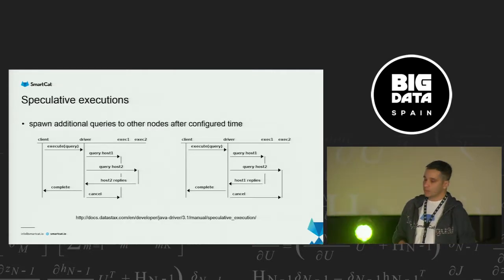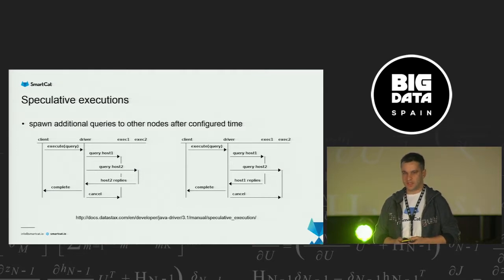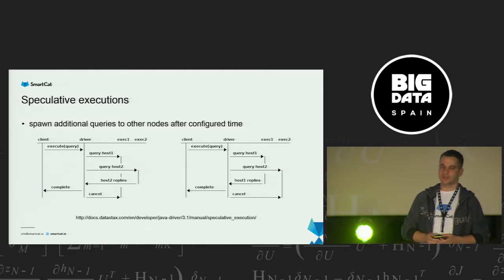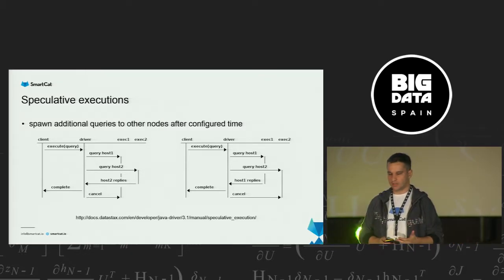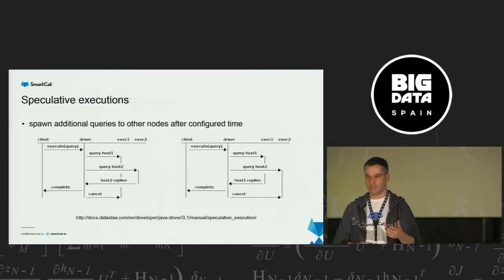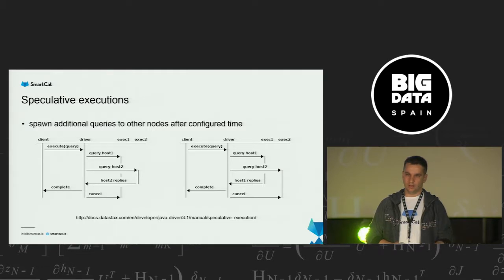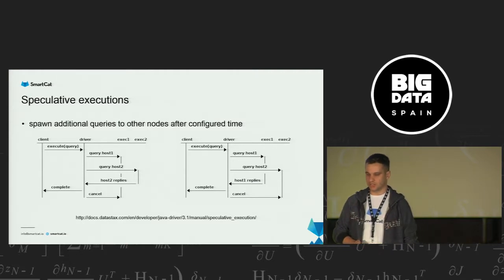Next thing which we want to cover is speculative executions. This is again something which I have rarely seen in production, and we had really good results with it. Speculative execution means that you will tell the driver to spawn additional queries after a configurable threshold, and by that you can avoid a situation where a certain node is stuck doing some background operation.